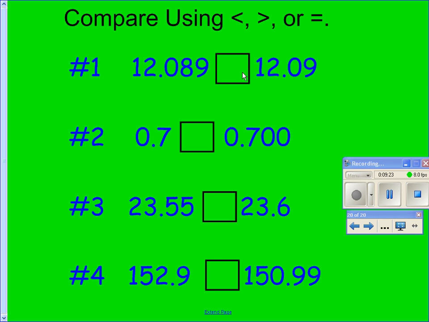1.12 and 89 thousandths is less than 12 and 9 hundredths. 7 tenths is equal to 700 thousandths. 23 and 55 hundredths is less than 23 and 6 tenths. And 152 and 9 tenths is greater than 150 and 99 hundredths.